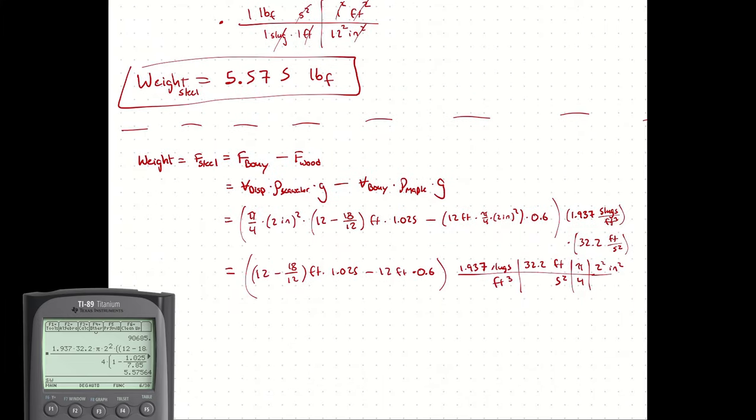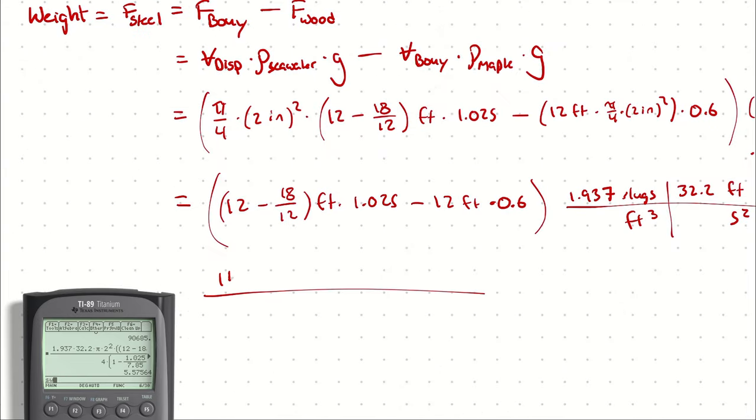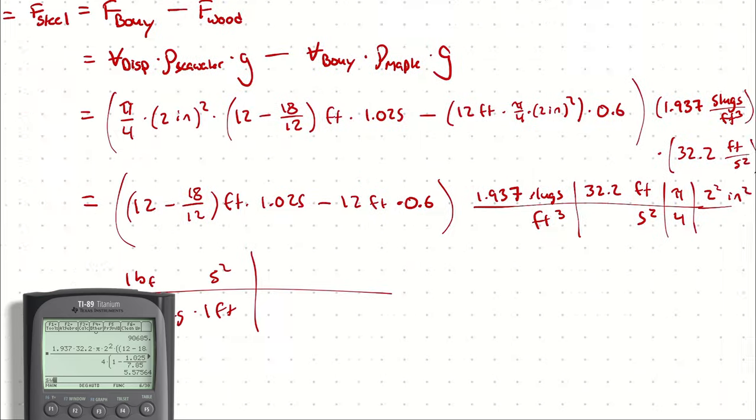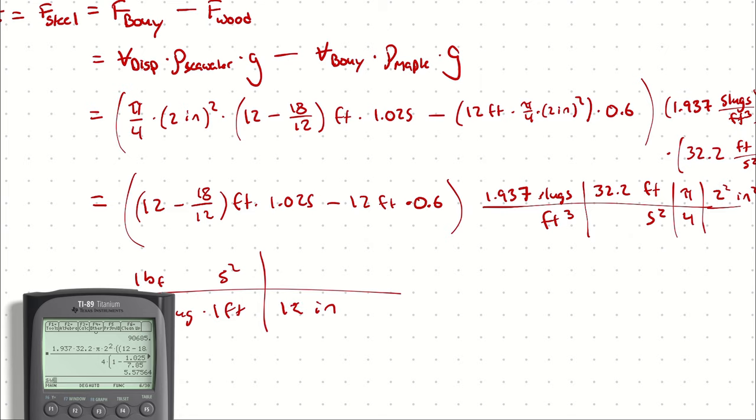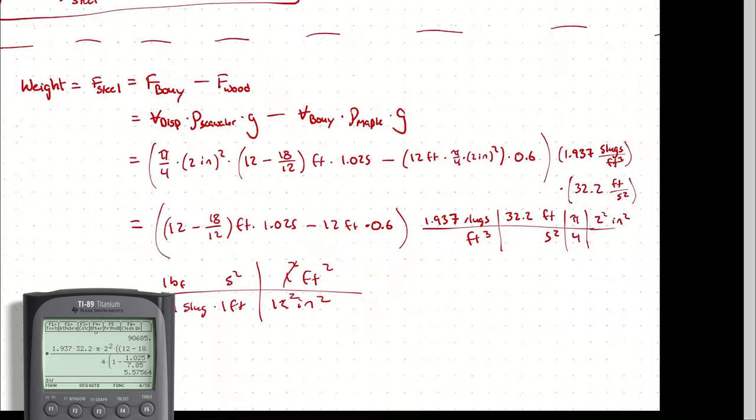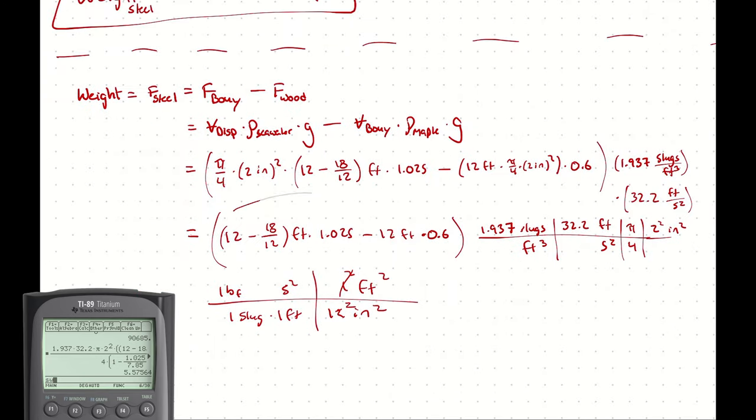And then again, in order to get pounds, recognize that a pound of force is one slug times one foot per second squared, and then 12 inches in the denominator is 1 foot in the numerator, square everything. So I have feet inside of this quantity here. That feet is going to cancel this feet, and then second squared cancels second squared. Slugs cancel slugs. Square inches cancel square inches. Feet and square feet cancel cubic feet, leaving me with pounds of force.